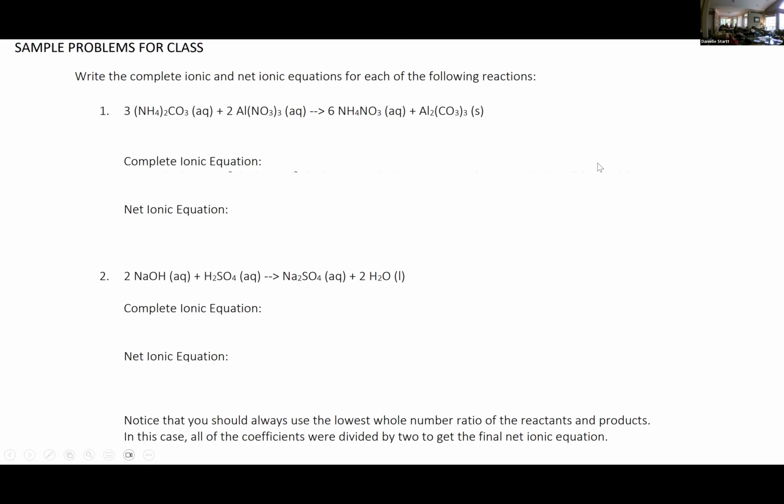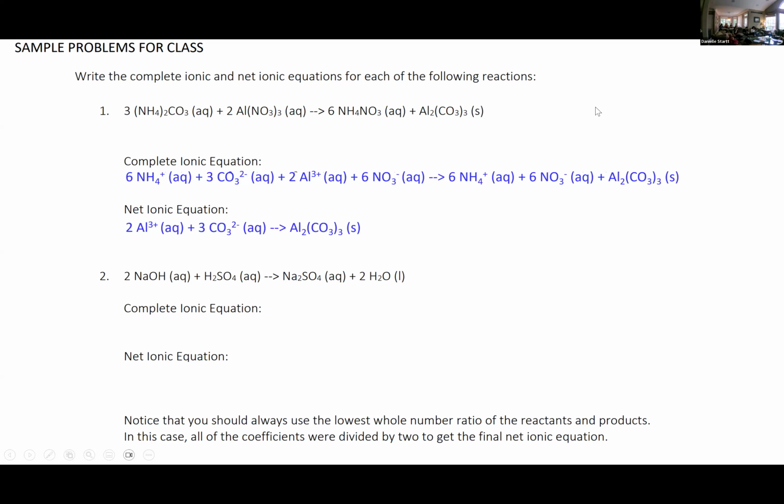All right, so this is what you're looking for. We've broken out ammonium, carbonate, aluminum, nitrate. Then you've got ammonium, nitrate, aluminum, and carbonate. So where are our spectator ions? Here's the solid, and it's all together, so we don't need to mess with it. So do we have an NO3 on both sides? Yeah, we do. 6 of them on both sides. How about the NH4? Do we have that on both sides? Okay, so those are going to be our spectator ions. We're going to get rid of them.